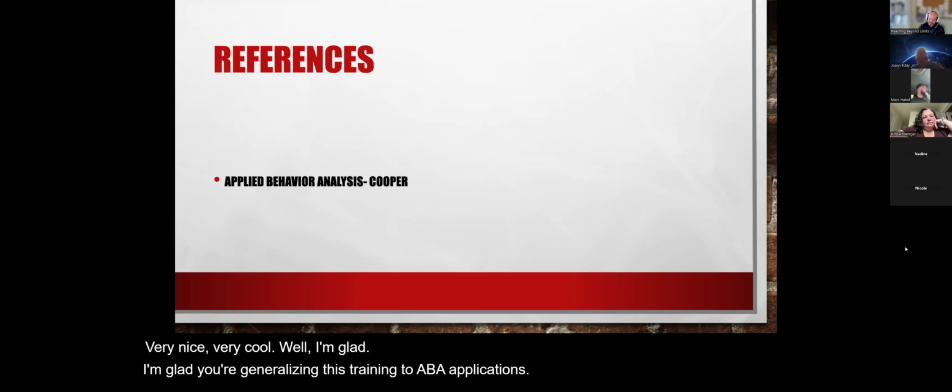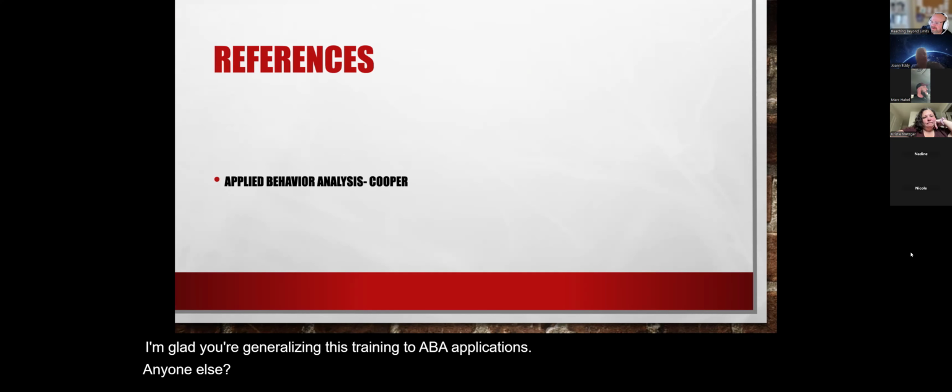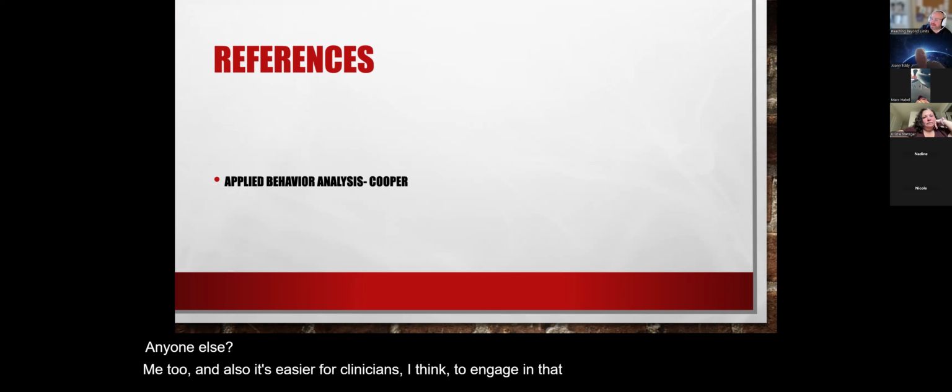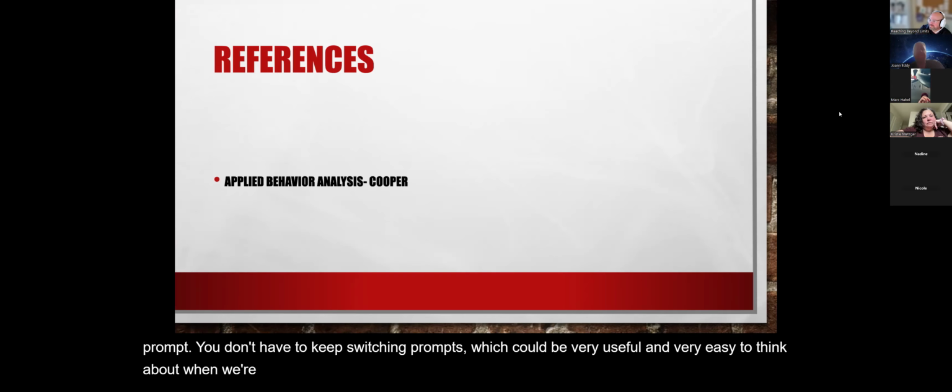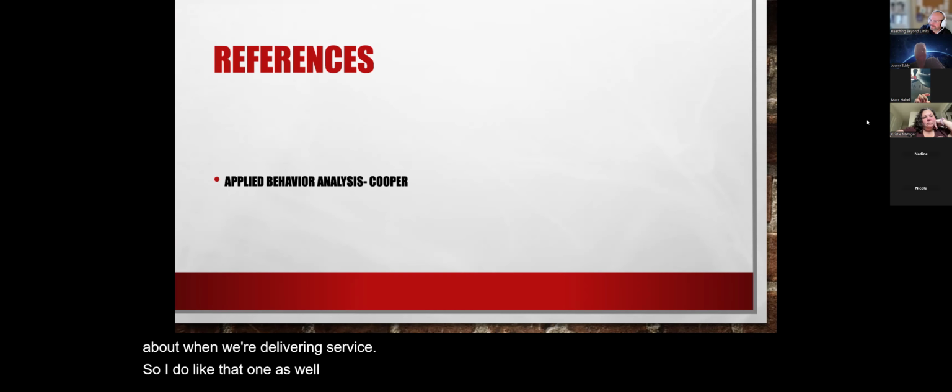Anyone else? I like the prompt delay to give the client and the VIP an opportunity to respond. Me too. And also it's easier for clinicians, I think, to engage in that. You could just stick with that one prompt. You don't have to keep switching prompts, which could be very useful and very easy to think about when we're delivering service. So I do like that one as well, Joanne. Anyone else?